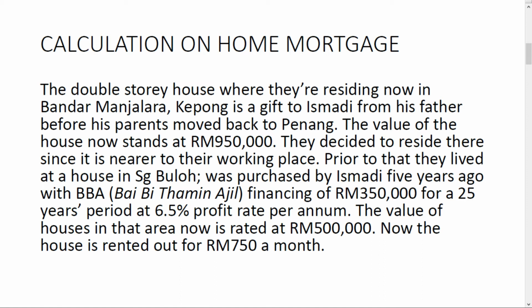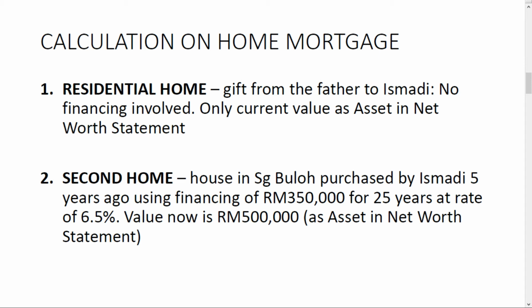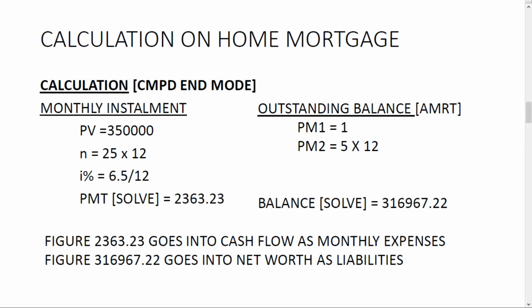The other information is on rental value, which is the rental income in the cash inflow. The residential home where they are staying now is a gift from the father to Ismadi. No financing involved. Only the second home is still under financing. The calculation on the home mortgage, we use compound interest based on monthly rest, and we use CMPD and mode.